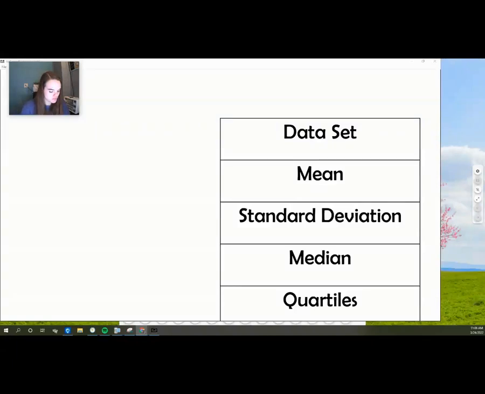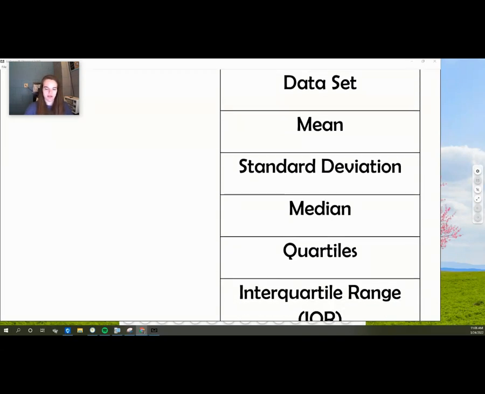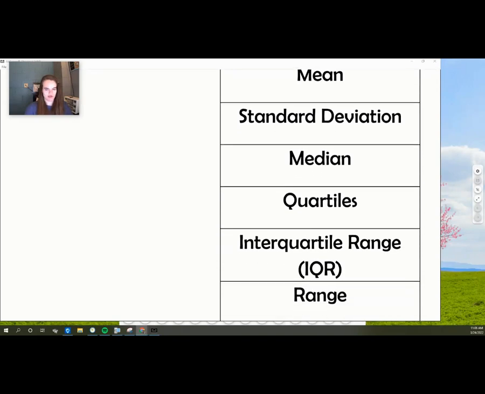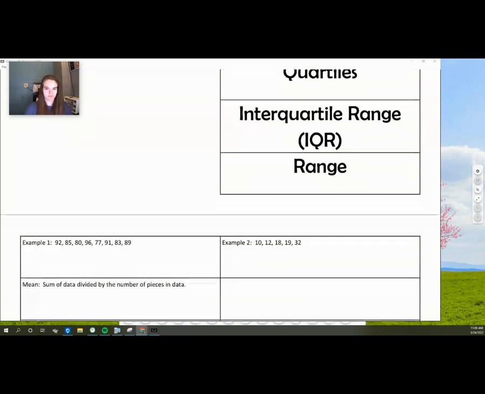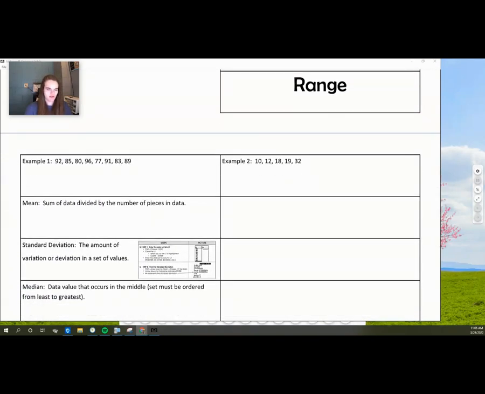All right, guys. Today we're starting statistics. We did regression before, but we're going to be talking about measures of center and measures of spread. Most of these you've probably done before, like mean and median. You might even know quartiles and interquartile range, I'm not sure. Definitely done range. All right, so first of all, let's talk about each of these.